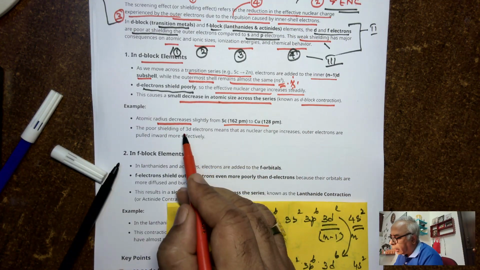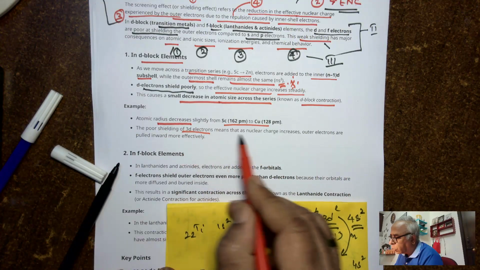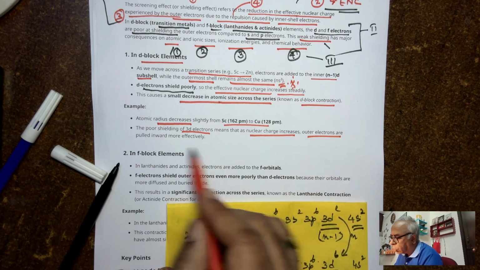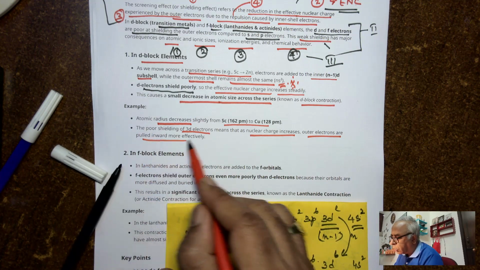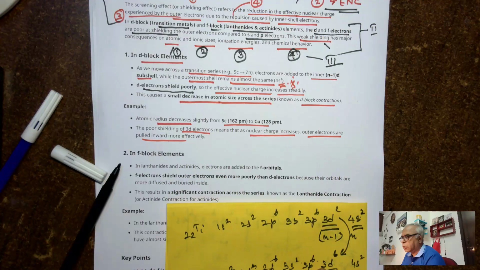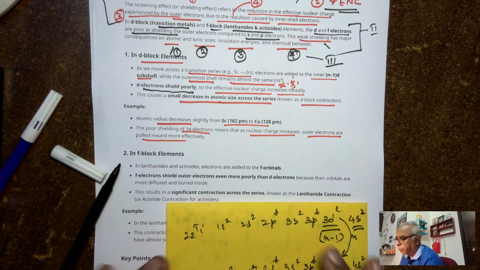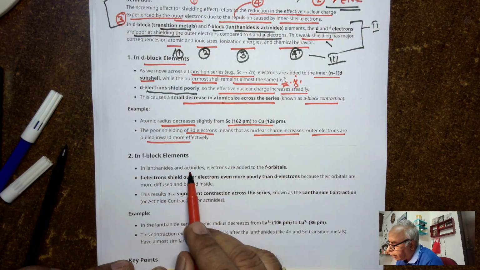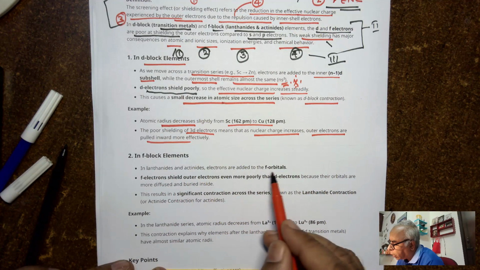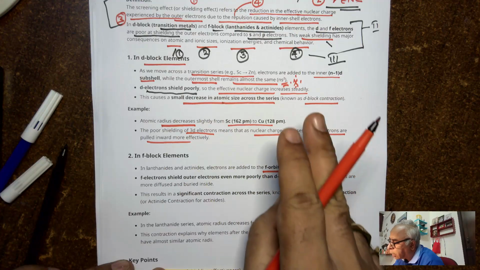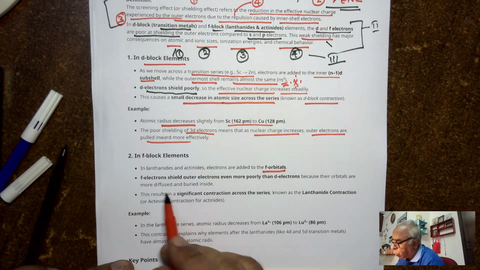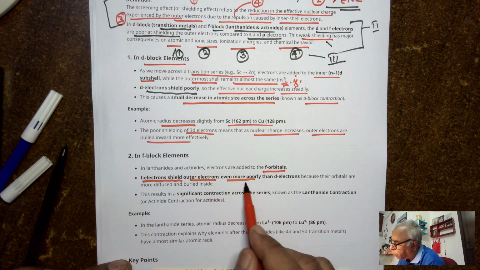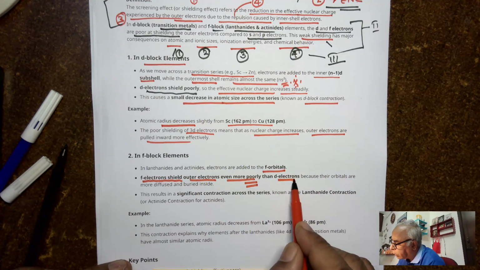The poor shielding of d electrons means the nuclear charge increases, the outer electrons are pulled inward more effectively, and that is responsible for the size reduction. Now let us talk about the f block elements. In the case of lanthanides and actinides, the electrons are added in the f orbital just like in the case of d orbital. So the f electrons shield outer electrons even more poorly than d electrons.